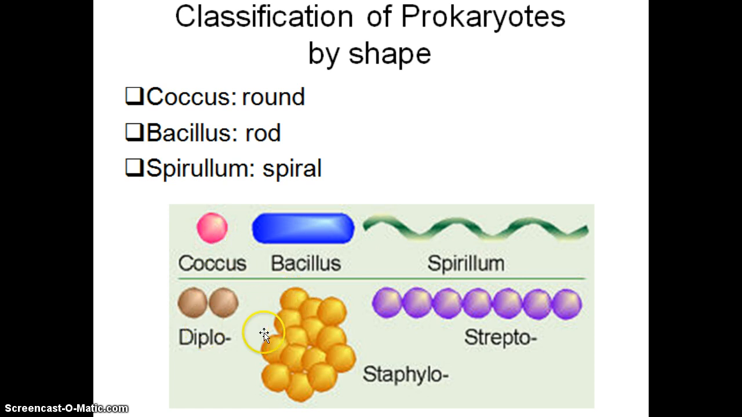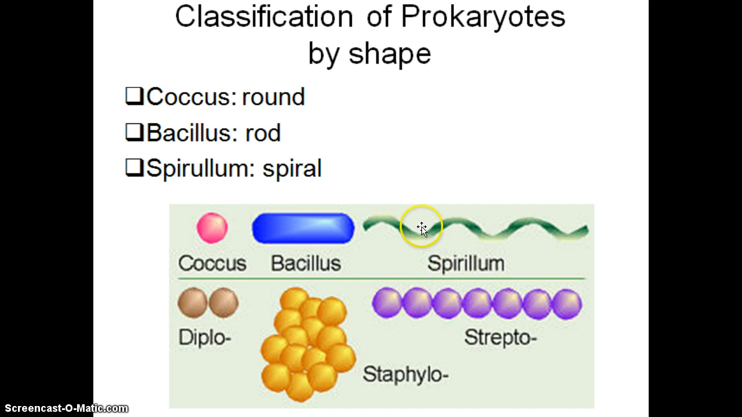I could say Staphylococcus, or I could say Streptococcus. So Staphylo is like a cluster, Strepto is in a chain. So the other things that we could have: a Diplobacillus, Staphylobacillus, Streptobacillus, or I could have a Diplospirillum, Staphylospirillum, or Streptospirillum. So the first word is how they're arranged.